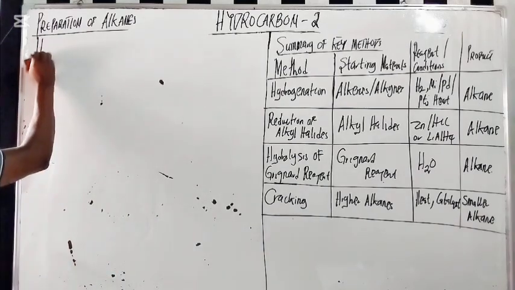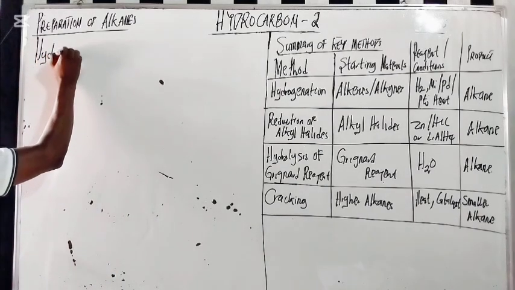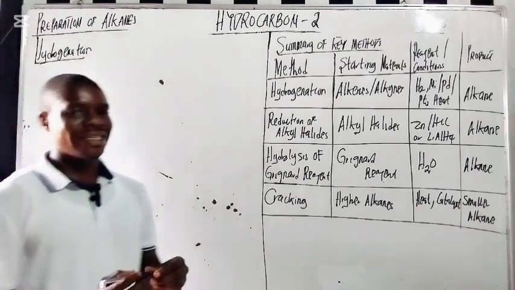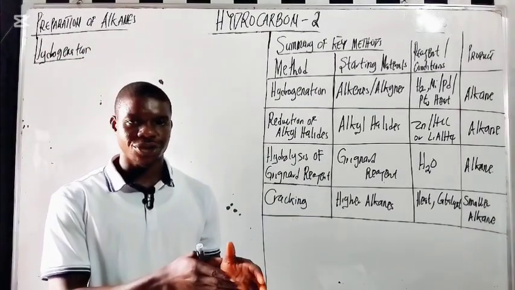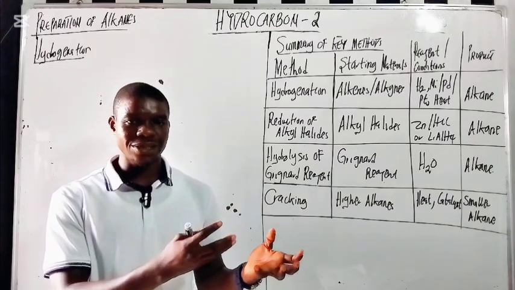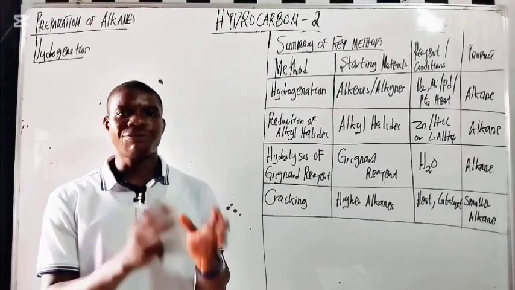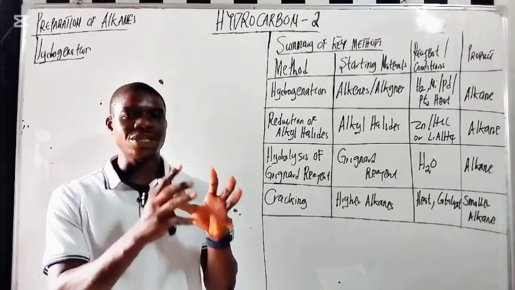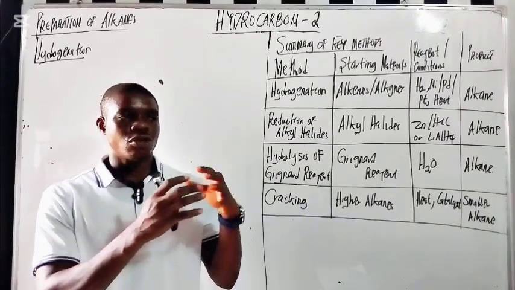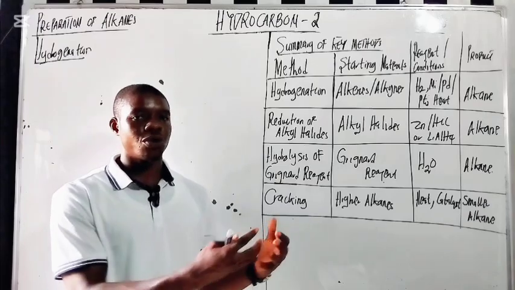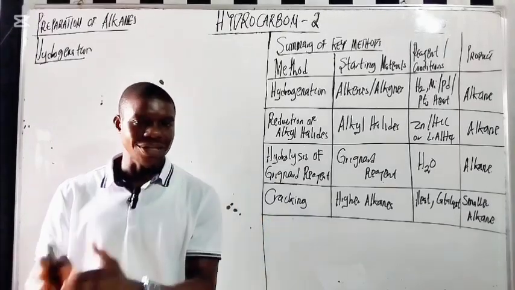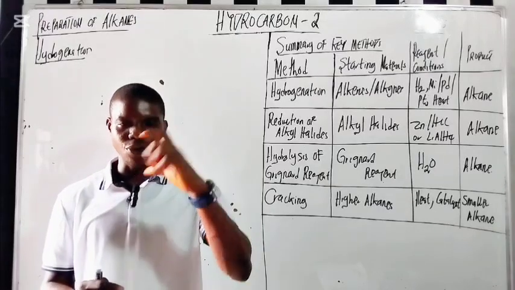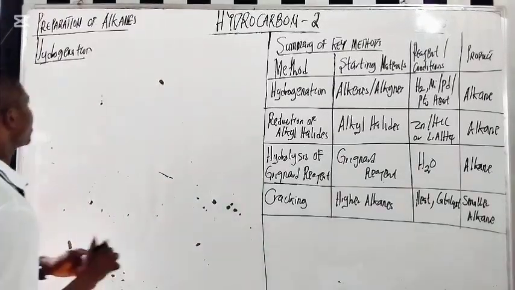Hydrogenation. This is the addition of hydrogen to alkenes or alkynes to form a single bond. It is the type of reaction that an unsaturated hydrocarbon undergoes to form a saturated hydrocarbon. The starting material has a double bond or a triple bond. For example, let's look at this one here.